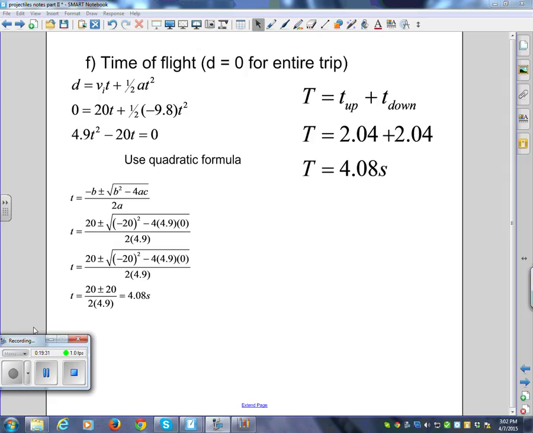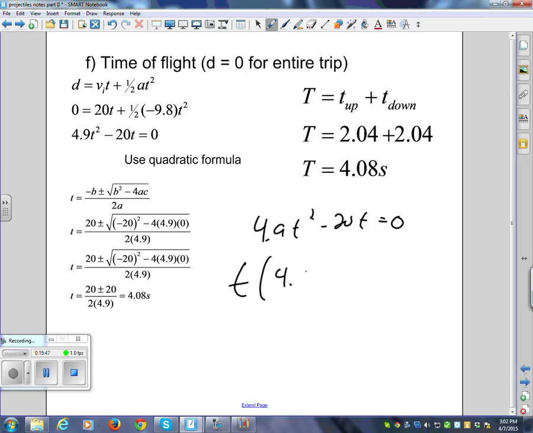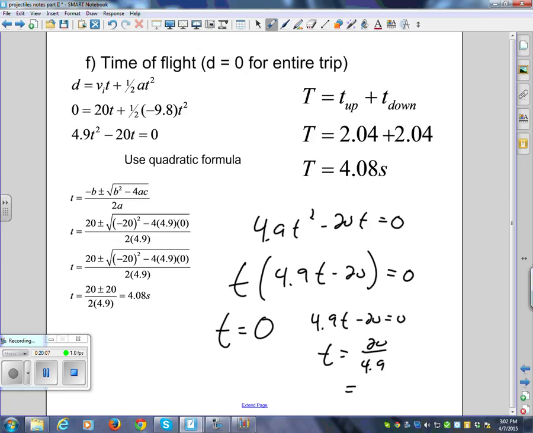But as Steve wisely pointed out, we can take this thing right here, this 4.9 t squared, and do what, Steve? Take out a t. Remember doing this in math class? You do it all the time? Yeah. And so this tells me that either t is equal to 0, or 4.9t minus 20 is equal to 0. And t is 20 over 4.9, which is? 4.08.